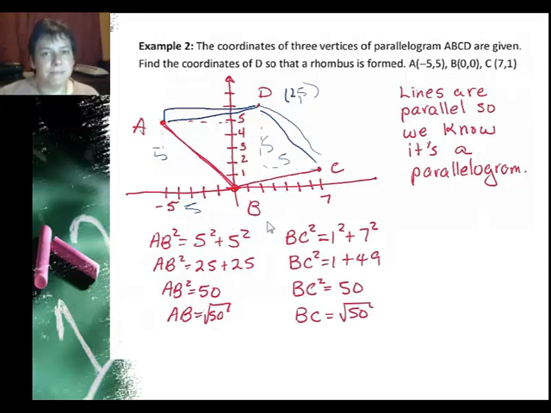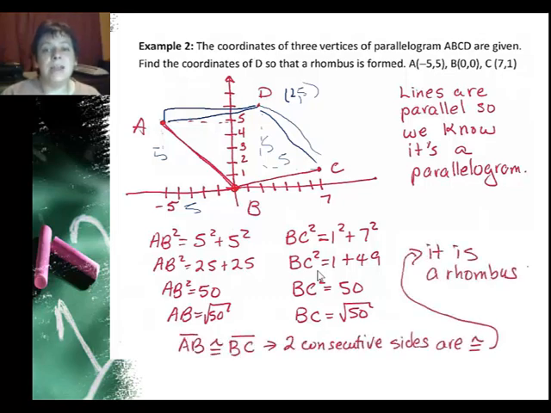Then I find the length of BC using the same formula. That one you can see the length is 7 on bottom and the height is 1. So 1 squared plus 7 squared. Using the Pythagorean theorem, I also get square root of 50. Well, if two consecutive sides are congruent, and it's a parallelogram, it has to be a rhombus.